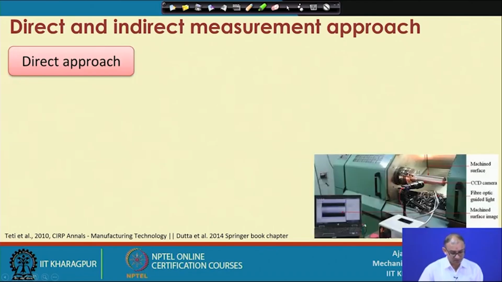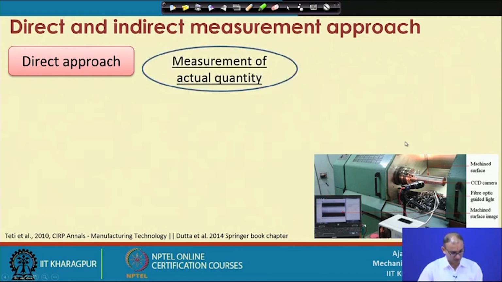What is the direct measurement approach? You do machining and measure the required quantity directly there itself. You do not want any conversion between two different values. So, that is the measurement of the actual quantity.